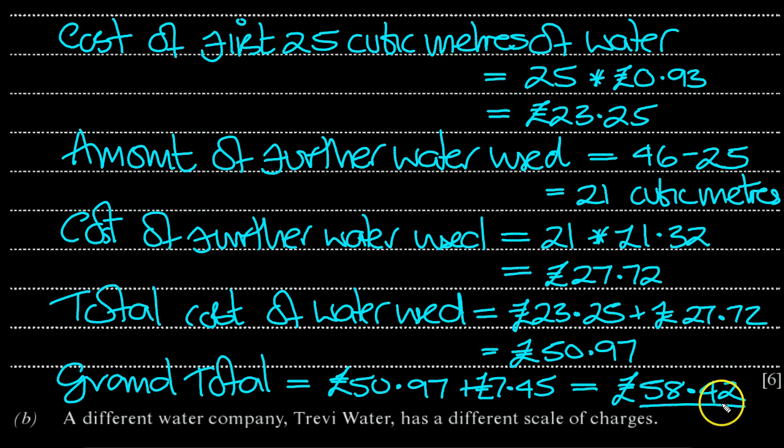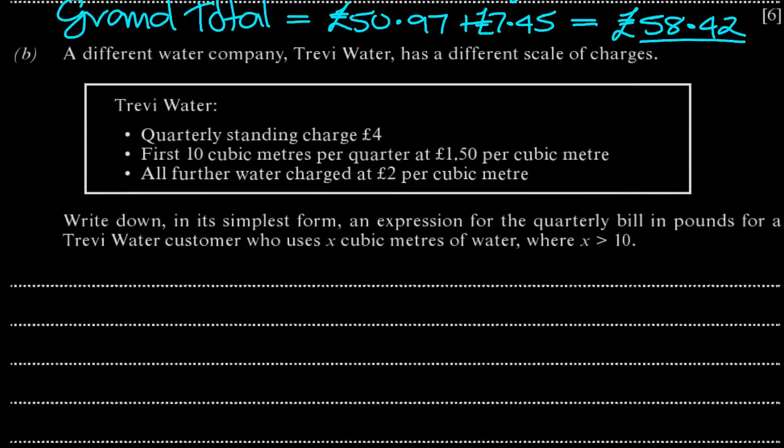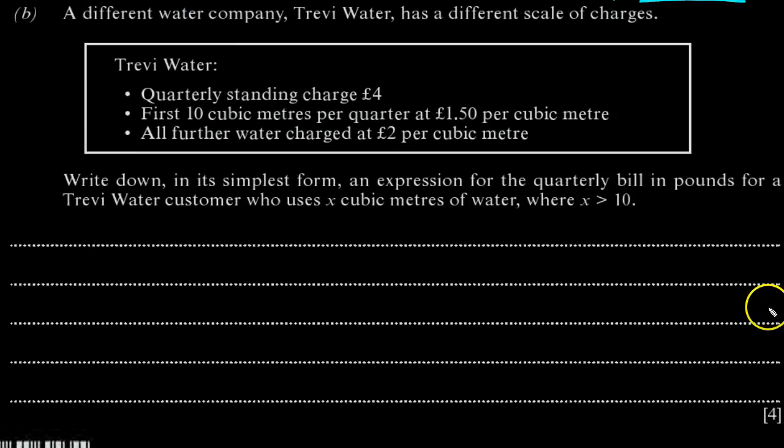Okay, a different water company, Trevi Water, has a different scale of charges. So let's move on to part B then. Trevi Water, quarterly standing charge is £4, first 10 cubic metres per quarter at £1.50 per cubic metre, all further water charged at £2 per cubic metre. Write down in its simplest form an expression for the quarterly bill in pounds for a Trevi Water customer who uses X cubic metres of water, where X is bigger than 10.